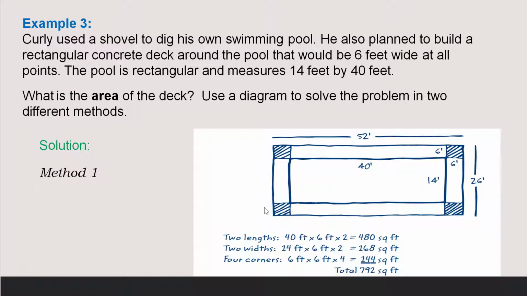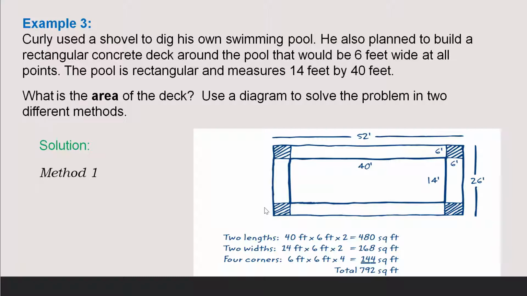Example 3. Curly used a shovel to dig his own swimming pool. He also planned to build a rectangular concrete deck around the pool that would be 6 feet wide at all points. The pool is rectangular and measures 14 feet by 40. What is the area of the deck? Use a diagram to solve the problem in 2 different methods.